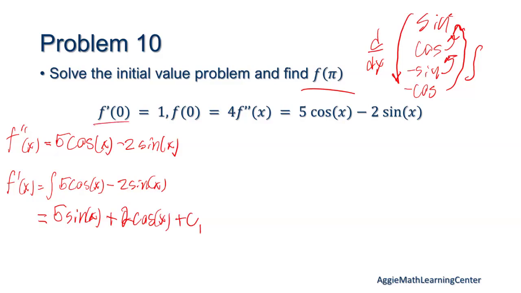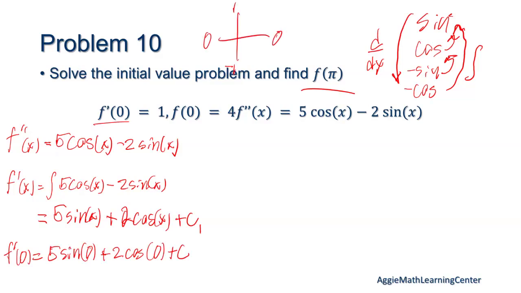So now I get f prime of 0 is equal to 1. So f prime of 0 is equal to 5 sine of 0 plus 2 cosine of 0 plus c. Sine at 0 is 0. And then cosine at 0 is 1. So that cancels out, plus 2 times 1, which is 2, plus c is all equal to 1. I minus that 2 over. I get c1.